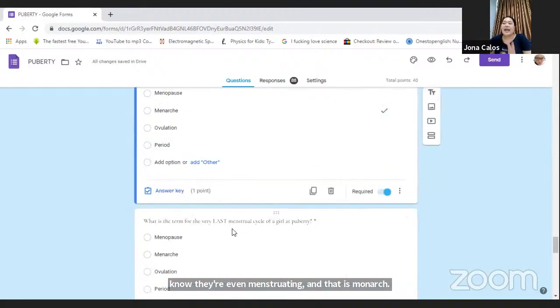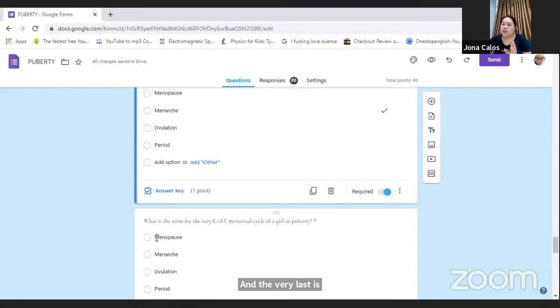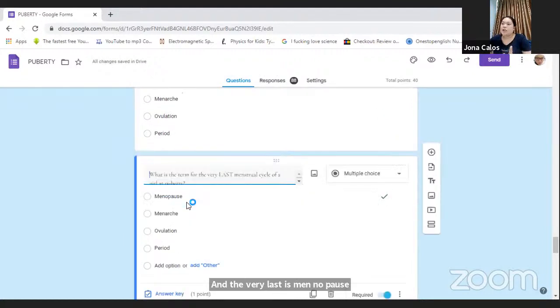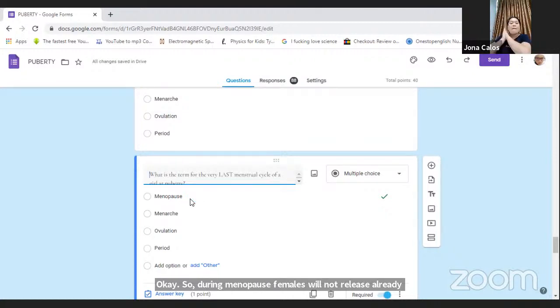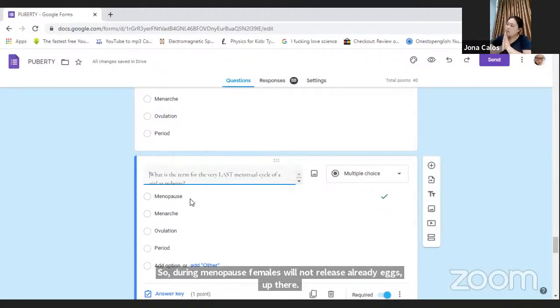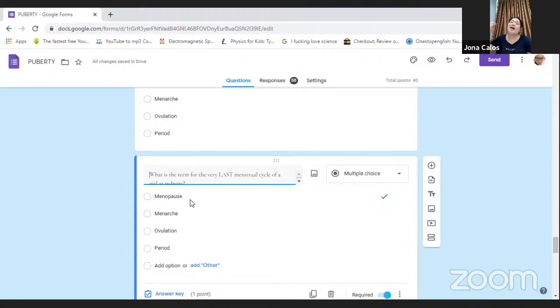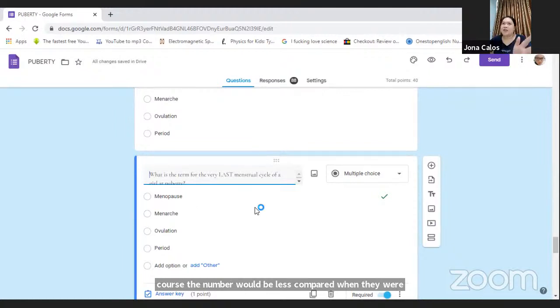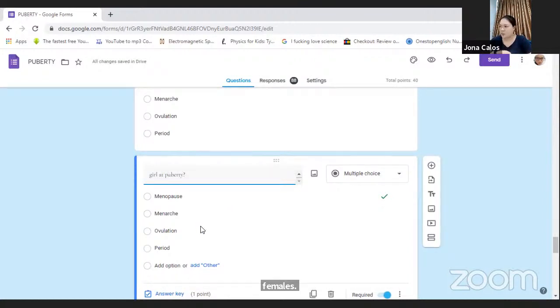And the very last is menopause. Okay, so during menopause, females will no longer release eggs. And males usually don't have menopause. So even when they're very old, they can still produce sperm. But of course, the number would be less compared to when they were younger. So that's another difference between males and females. Males do not have menopause, but girls or females will.